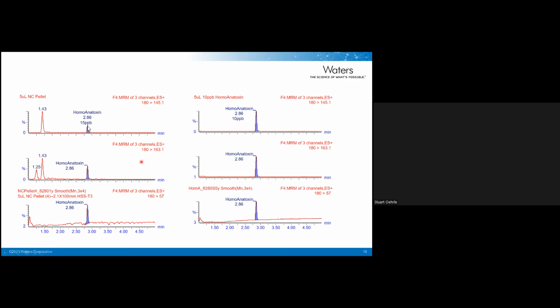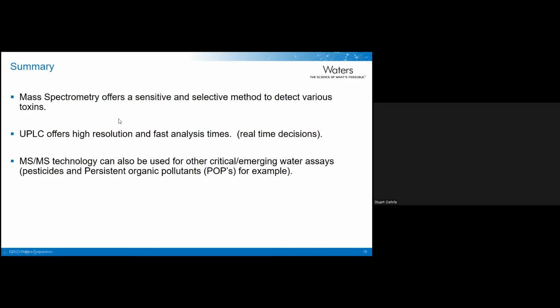So it was kind of a cool way to figure out what was going on. We were monitoring the masses, but didn't have a standard and was able to get one to do that. So in summary, mass spectrometry offers a sensitive and selective method for detecting these toxins. UPLC offers high resolution. You can do MSMS with this and use it for also other compounds.